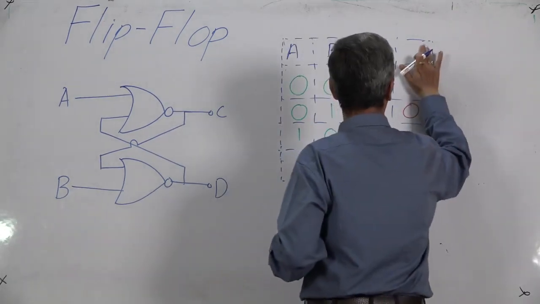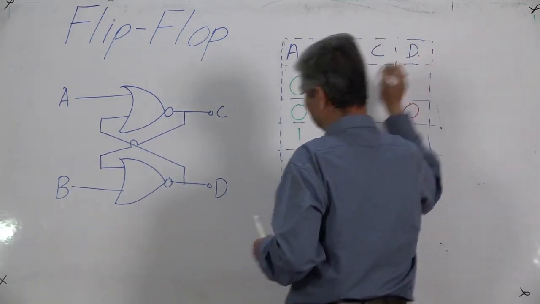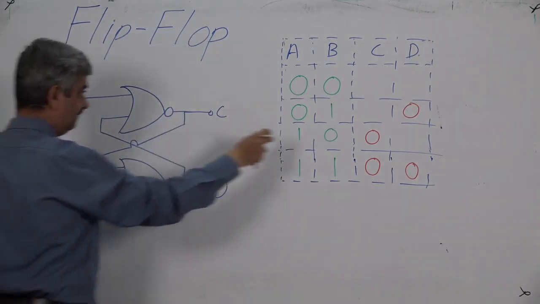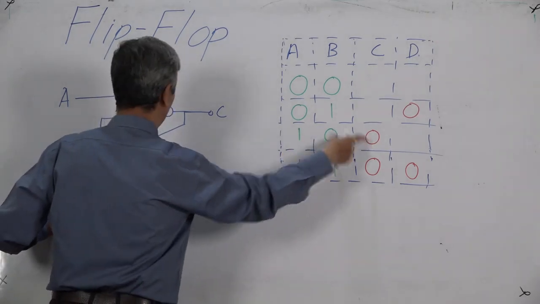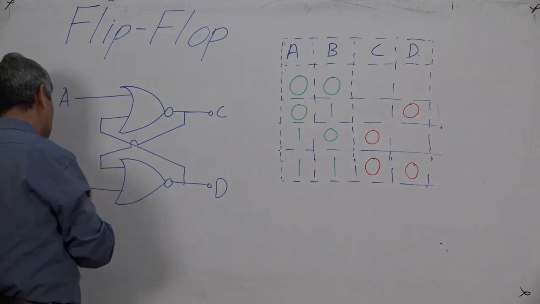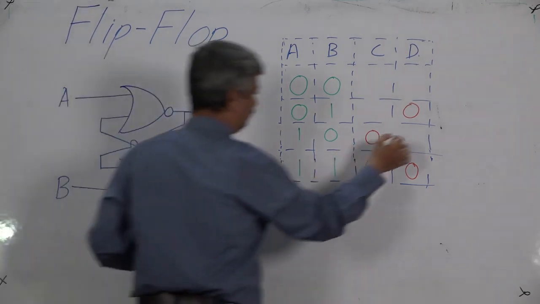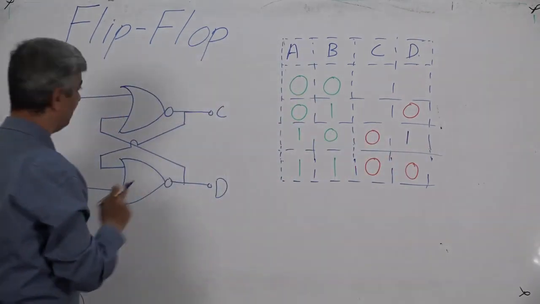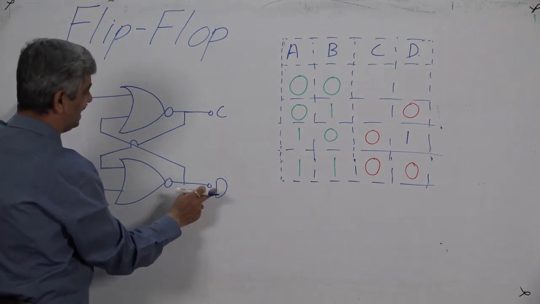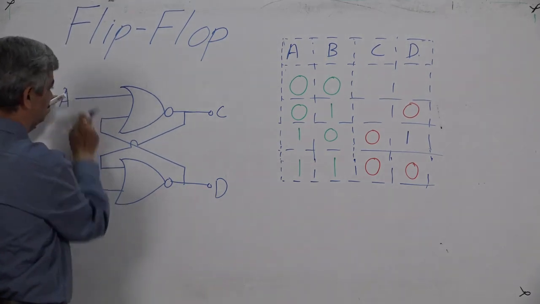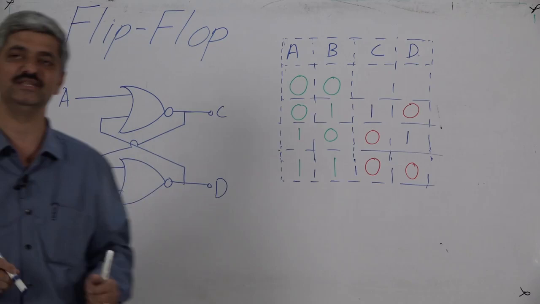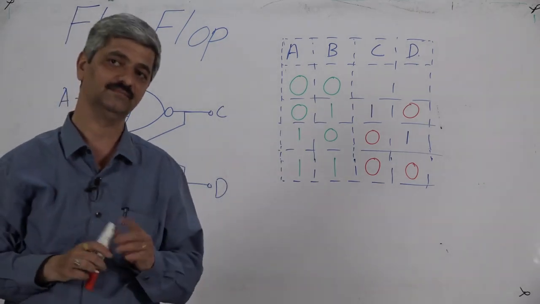So what is the future of D now? Listen again very carefully. B is 0. C has become 0. As C has become 0, the other input of the lower NOR gate has become 0. So 0, 0, 1. So it is 1. In this case, as B is 0, D is 0. A is 0. As D is 0, this is 0. So 0, 0, C is 1. So all 3 combinations we have been successful in calculating.